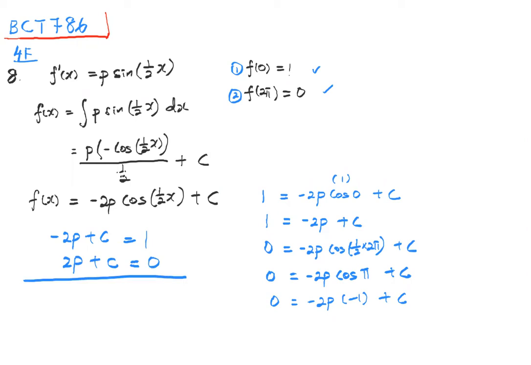So I can add. Right? So negative 2p plus 2p, no more. So c plus c, 2c. So my c equal to half. Okay, after I get the c, I sub into this formula. So therefore, my p equal to negative 1 over 4. Done?